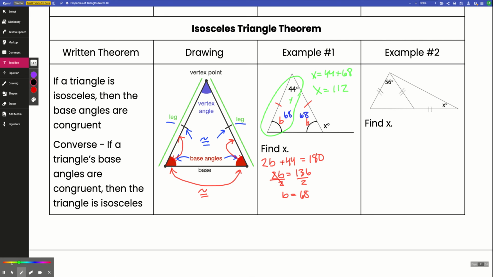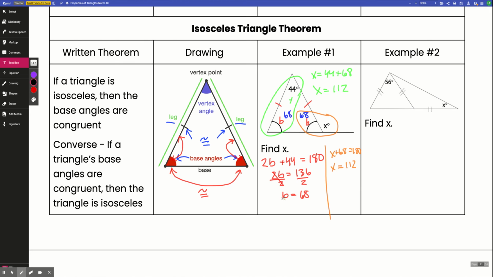Or I could say, well, 68 and x have to form a straight line. So I could do x plus 68 equals 180 and subtract, and I still end up with x is equal to 112. Okay, so either way, you get the same answer, right? So use whichever one works for you or makes the most sense for you, okay?